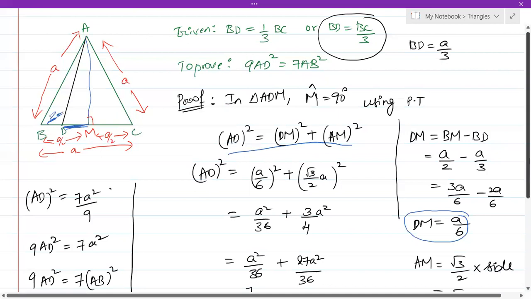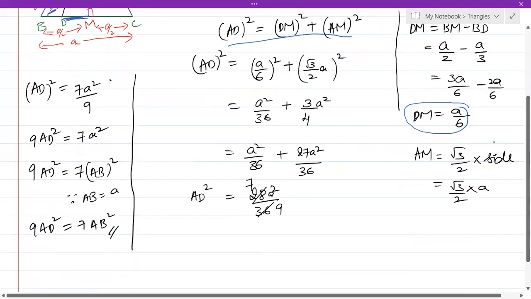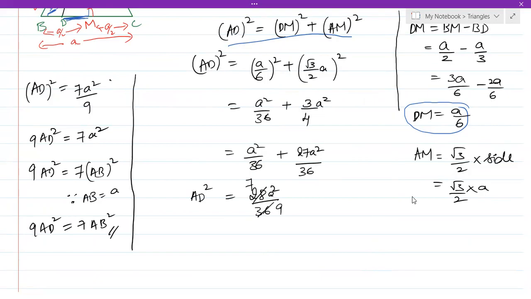Now similarly, AM is the altitude of the triangle, which is given by the formula root 3 by 2 into side. The side is A, so root 3 by 2 into A. Substituting that, we got the value. So let's continue to the next question.